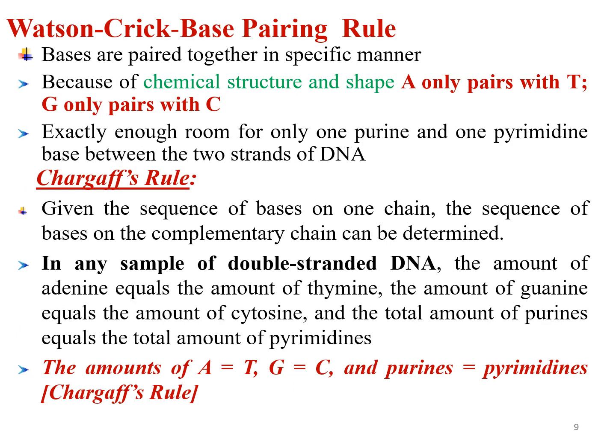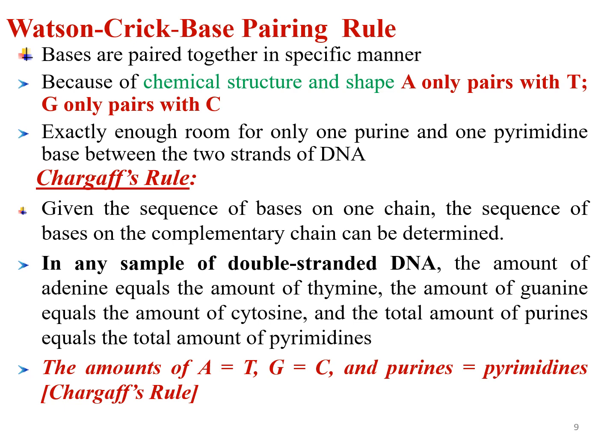When it comes to the Watson-Crick base pairing rule, the bases are paired together in a specific manner. Because of their chemical structure and shape, adenine only pairs with thymine and guanine only pairs with cytosine. There is exactly enough room for only one purine and one pyrimidine base between the two strands of the DNA. So according to Watson, adenine always pairs with thymine and guanine with cytosine. It is not possible to pair adenine with cytosine or thymine with guanine.